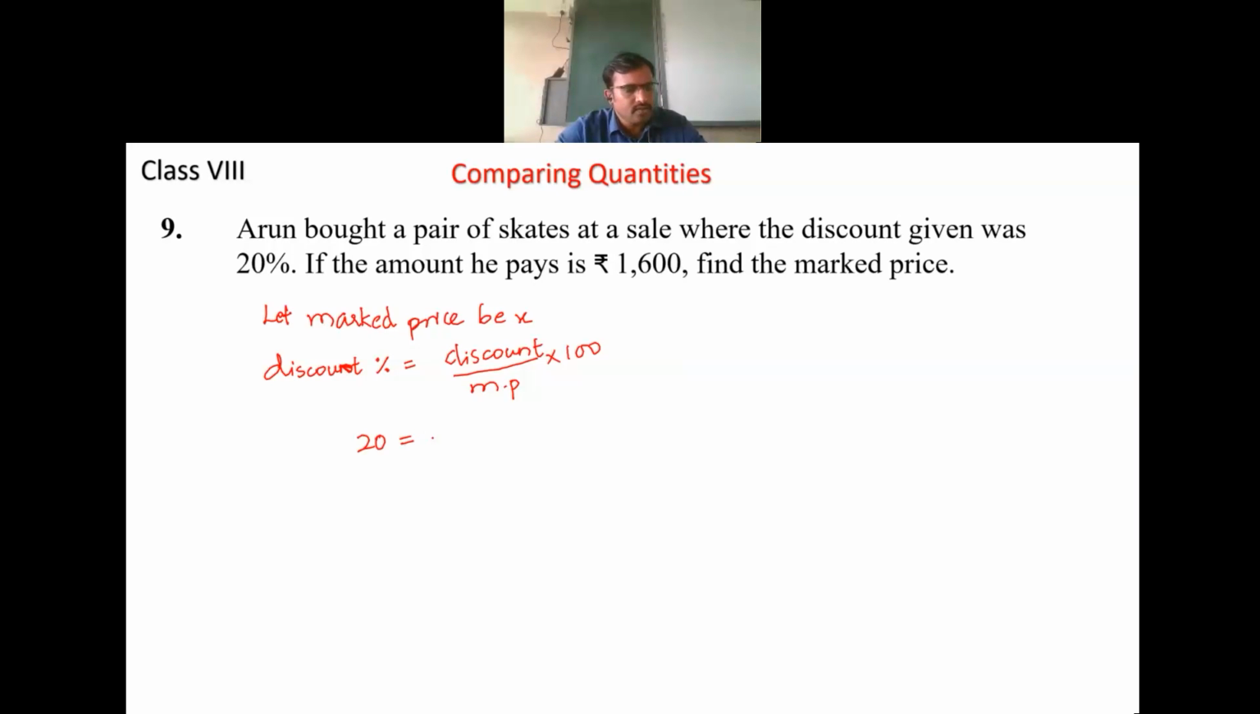So this will be equal to the discount we have to find divided by the market price, which I have taken as X, into 100. So using this, I can find the discount as X times 20 divided by 100 by cross multiplication. On simplification, we get X by 5.